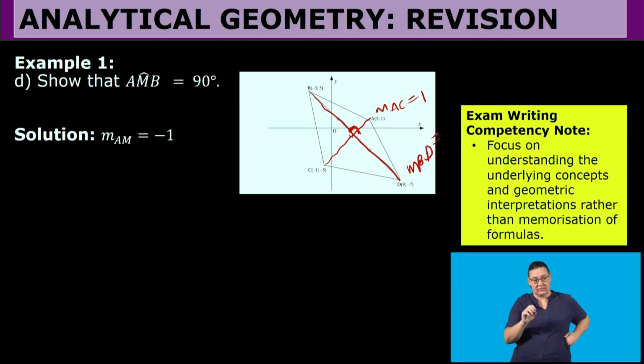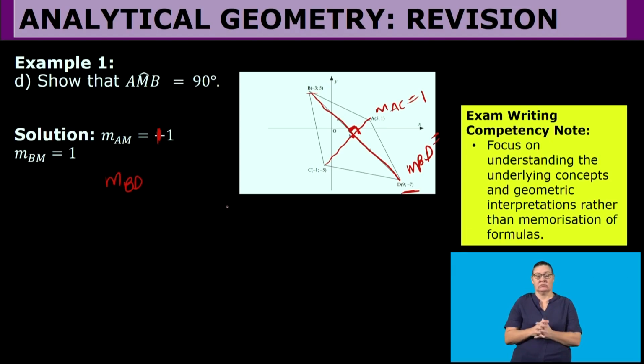So let's work out the gradient of BD. So gradient of AM was 1. That should be a positive. Let's work out the gradient of BD and see what we get. So the gradient of BD is what, or you could use the coordinates of M and work out what that gradient is. It doesn't matter if you use M or D. I find it safer to work with D because we know that it's a given value rather than using one that we worked out ourselves.